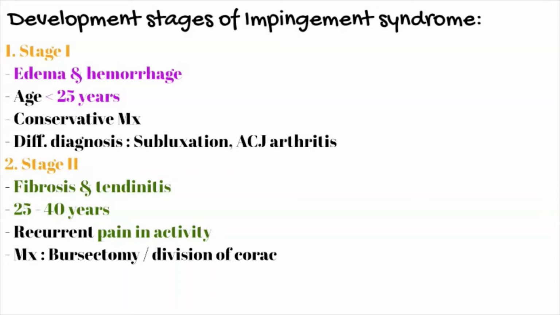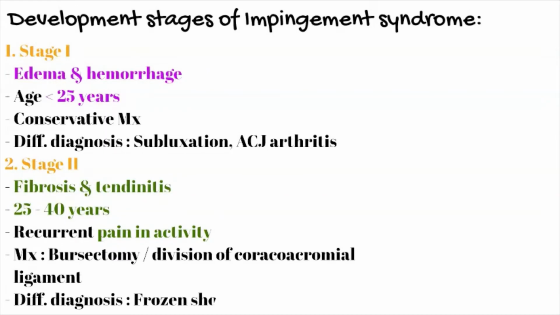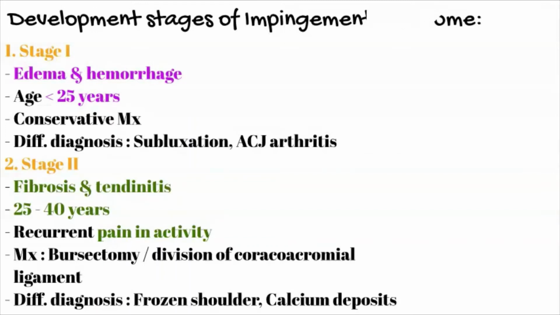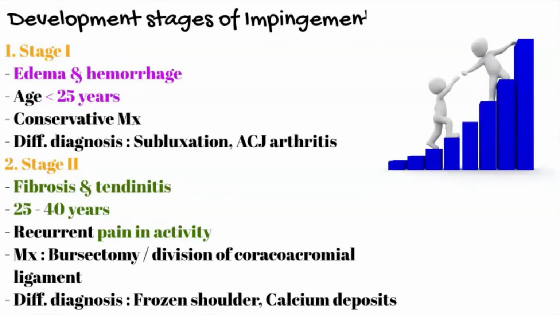In stage 2, there would be fibrosis and tendinitis, usually occurring in the age of 25 to 40 years old. There would be recurrent pain in activity. The management is by bursectomy or division of the coracoacromial ligament. The differential diagnosis includes frozen shoulder and calcium deposits.